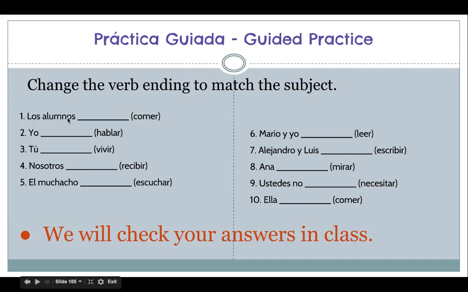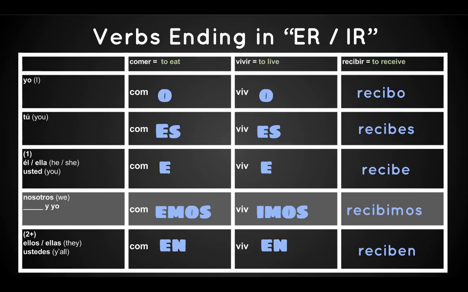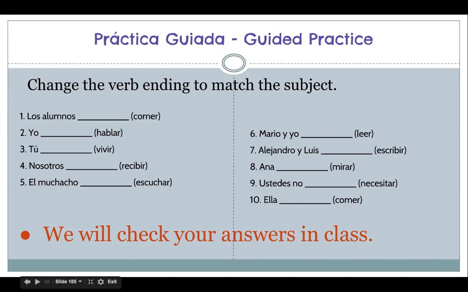Los alumnos. Well, that is multiple people. If I go back here to my chart, I can see right here that this category is for they. It's for groups that are plural, like los alumnos. And that chart tells us that we replace this ER with an EN. So it should be los alumnos comen. Try the rest on your own.